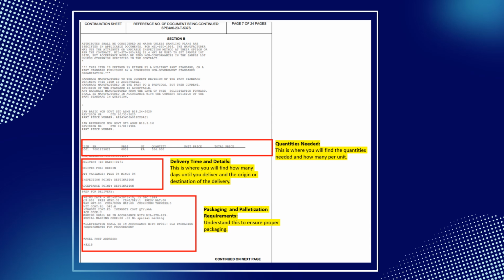When it comes to packaging and palletization requirements, pay attention to every detail. The government often has strict packaging standards such as heat-treated pallets, specific labeling, or compliance with military requirements. Missing these can lead to compliance issues, delays, or even penalties.